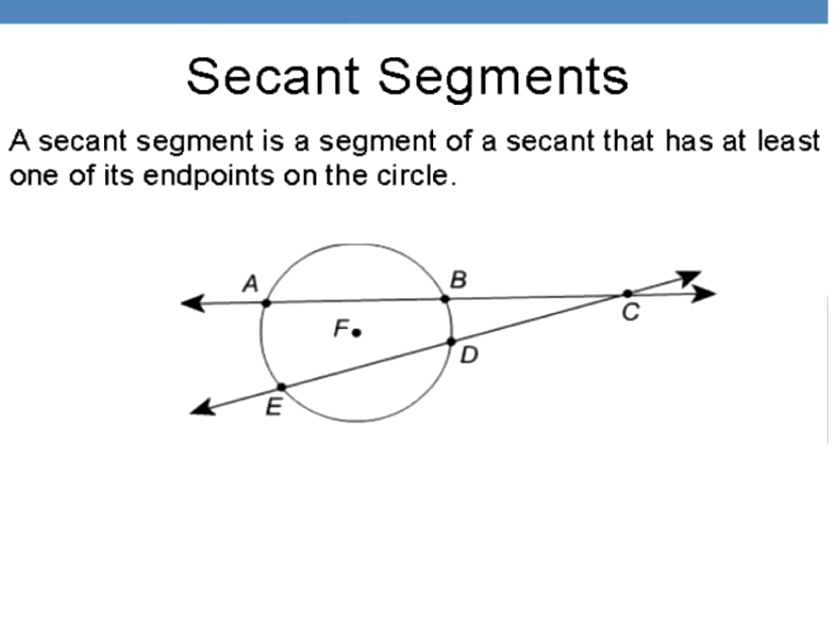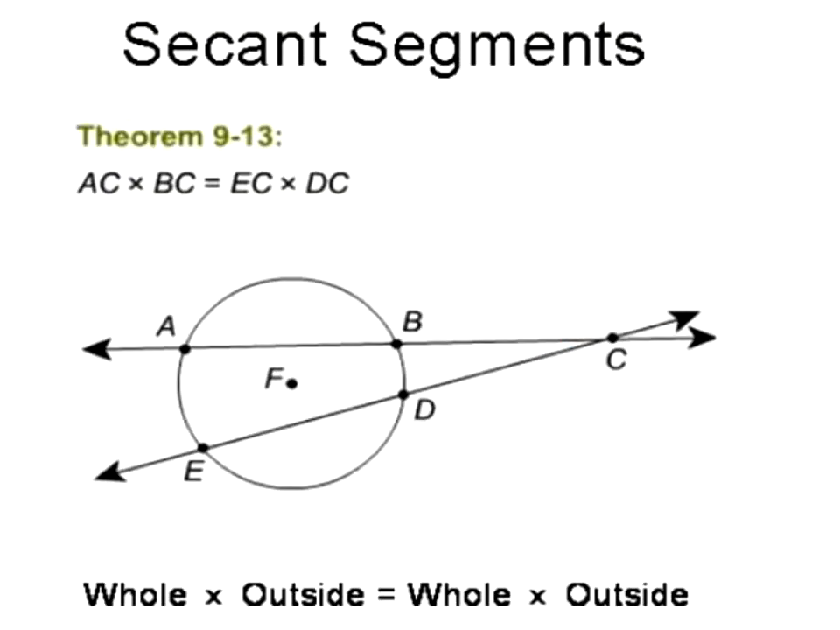So here is our last, I guess we have two more formulas for today, but they're pretty much the same formula. This is if we have 2 secant segments. So what's a secant? Again, it passes through the circle 2 times, not through the middle. So a secant is something that passes through 2 times.